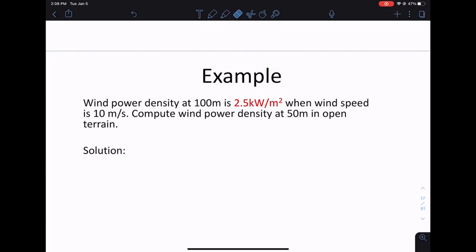So here, let's do an example of how we use the equation we have. This problem says we measure the wind power density at a height of 100 meters to be 2.5 kilowatts per meter squared. We want to compute the wind power density at 50 meters in open terrain, which is flat land. If I reduce the height by half, how much wind power density do I have?